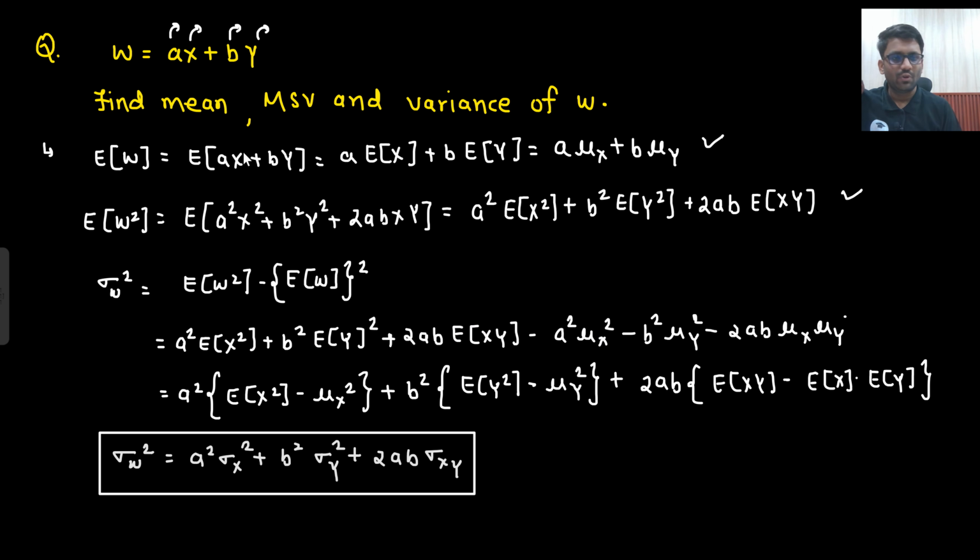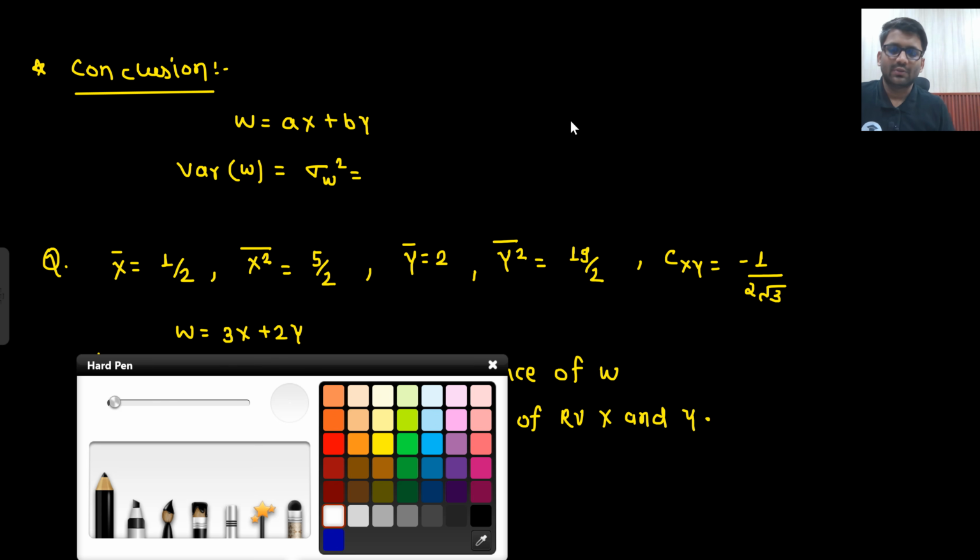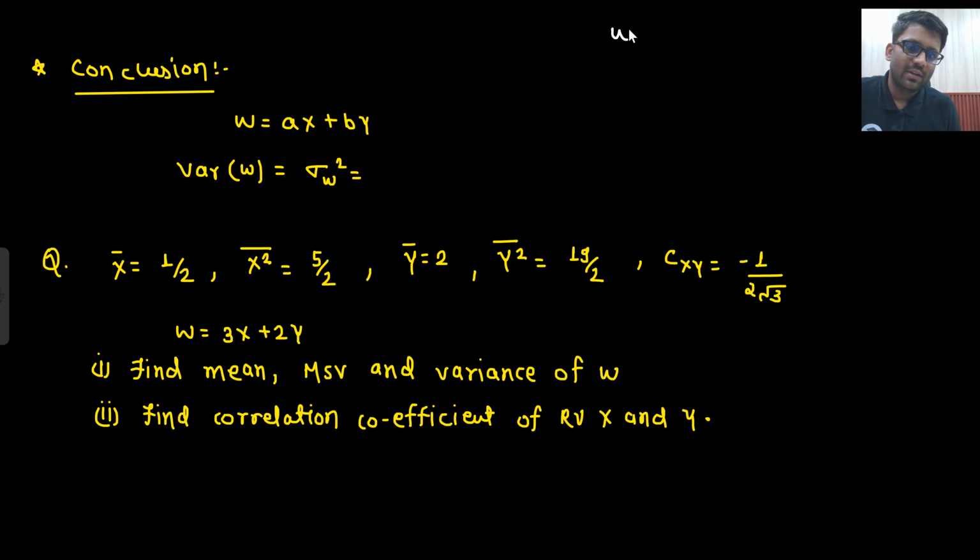So expectation of W, no need to mug up. Expectation of W square, no need to mug up. Final answer, you need to remember. What you will do? This slide is of no use. So do you remember Y equals AX plus B? Here Y is already given, so I will use something different. Let's use Z equals AX plus B.